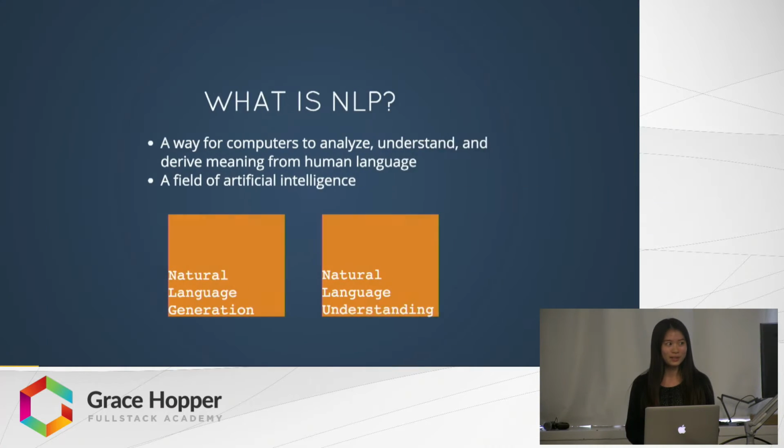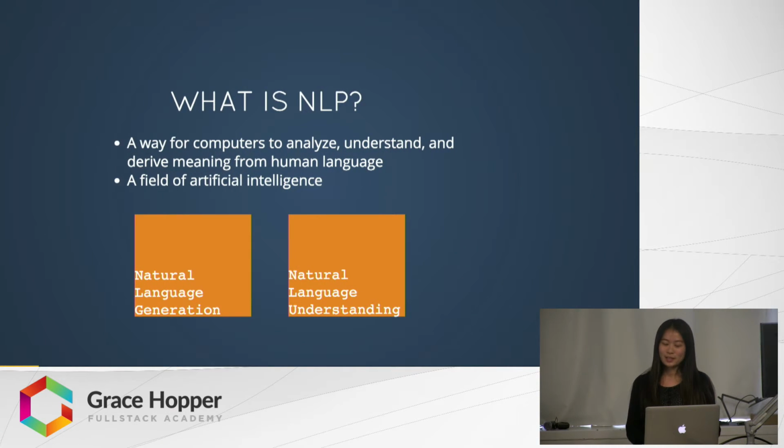So first, what is natural language processing? It's a way for computers to analyze, understand, and derive meaning from human language. This is a field of artificial intelligence, so there are two parts to natural language processing. The first is natural language generation, and that's just translating a computer's artificial language into text. We can take this a step further by translating that text into audible speech with text-to-speech.